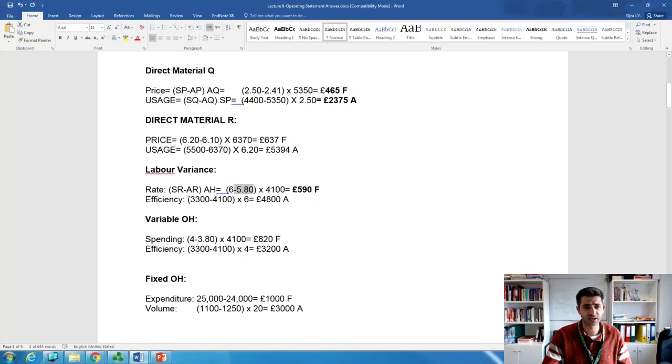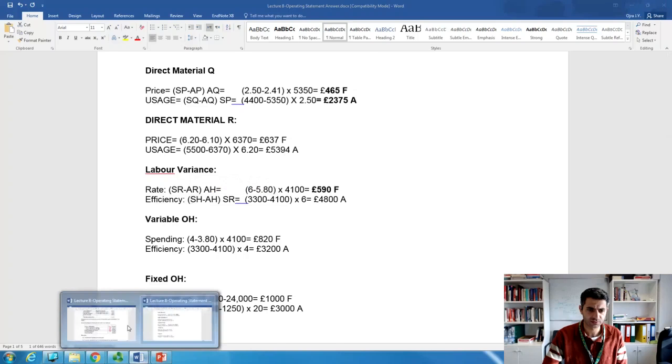In terms of efficiency variance, we have the formula, which is standard hours minus actual hours times standard rate. Okay. Again, how we calculate the standard hours is the same way we calculate the standard quantity. Yeah. So standard hours, if you look here, you will see that.